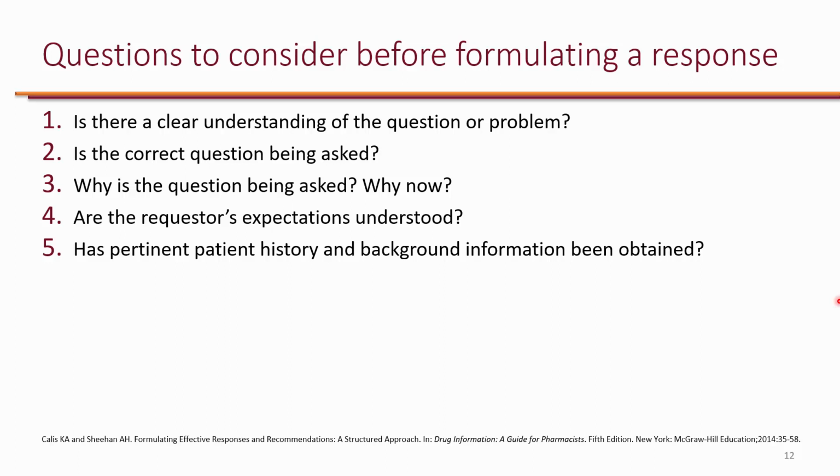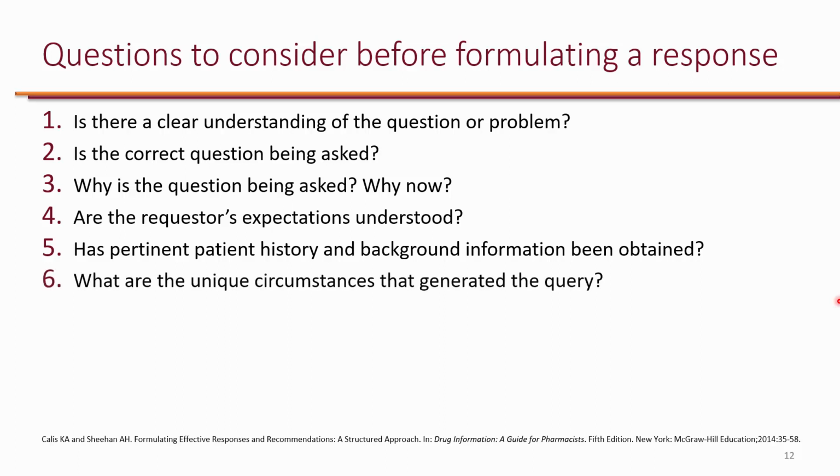Question number 6 is, what are the unique circumstances that generated the query? For example, is there a shortage of a drug? If so, you may have a temporary response, and after the shortage is resolved, you can go back to the initial treatment. Question number 7 is, what information is actually needed? This is similar to question number 4 regarding the requester's expectations. As a general rule, you want to avoid unnecessary information. You really just want to include pertinent information.